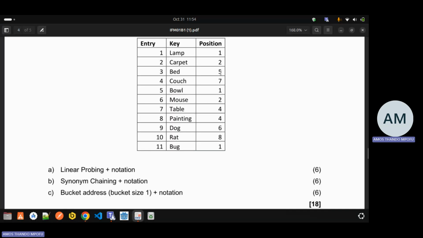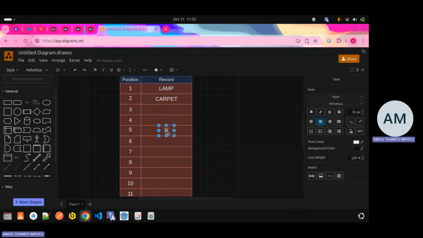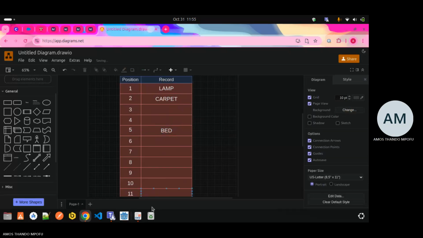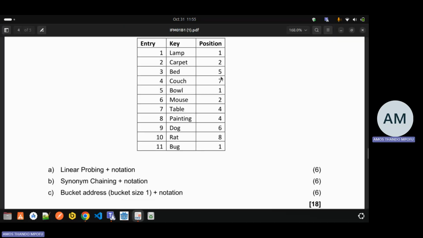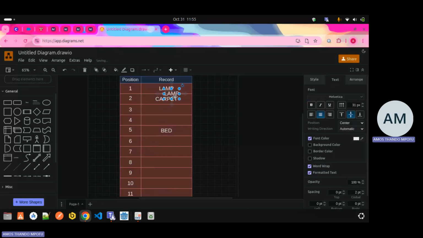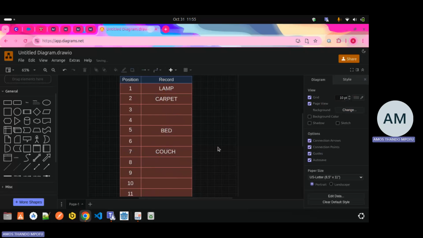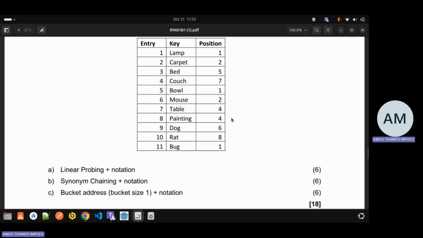And then index 5 or position 5, it's bed. So I need to go to 5, right? And then I put bed. And then so far, so good. And then couch at index 7. So I need to go to index 7, and then I put couch, right? Index 7. So far, so good. No collisions, right? And then, bam, we have a problem.